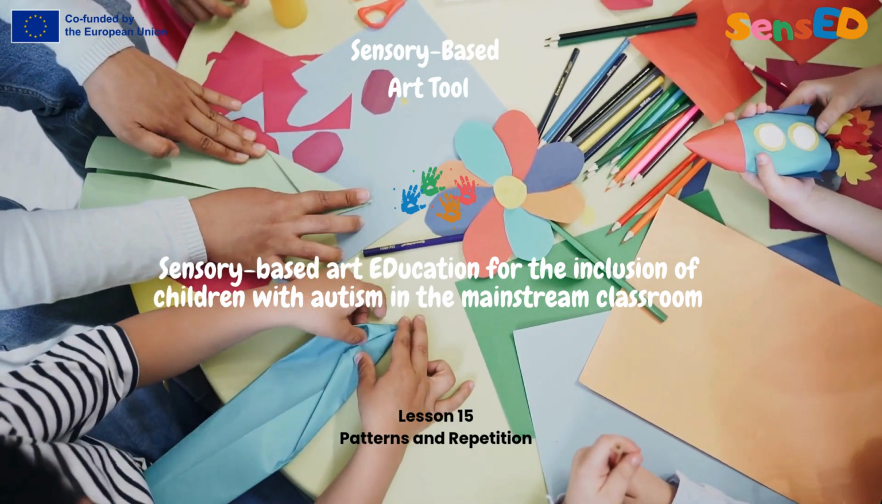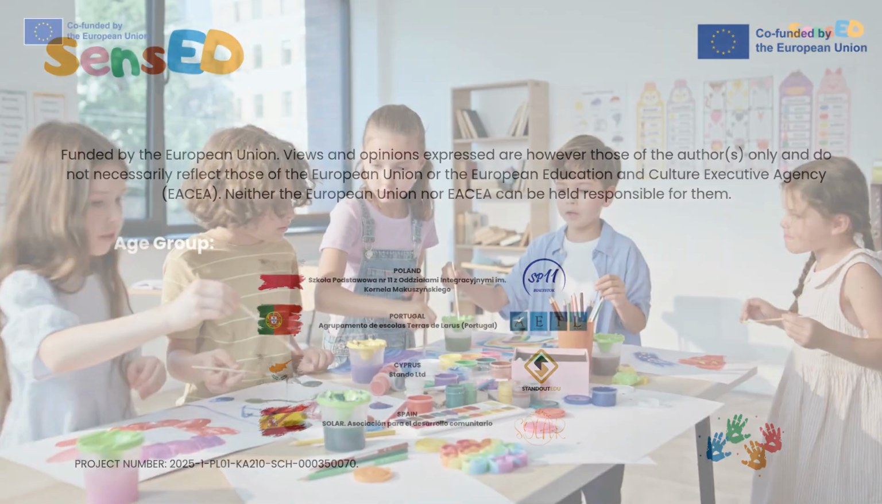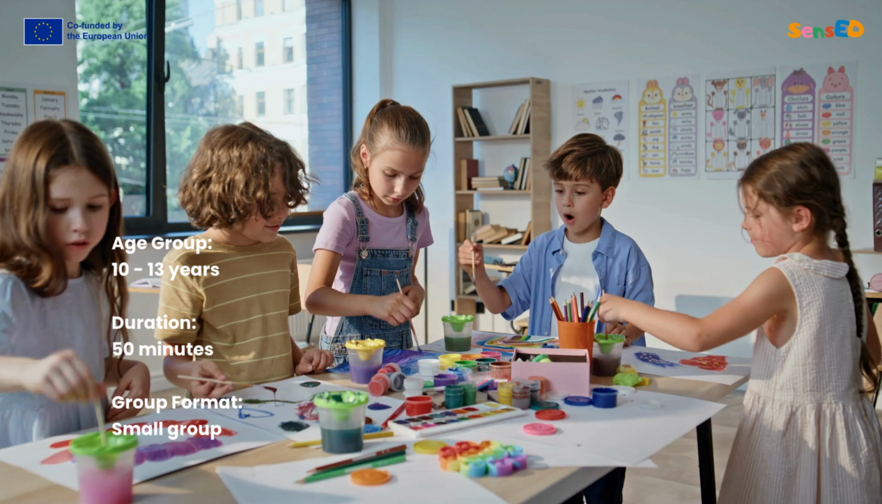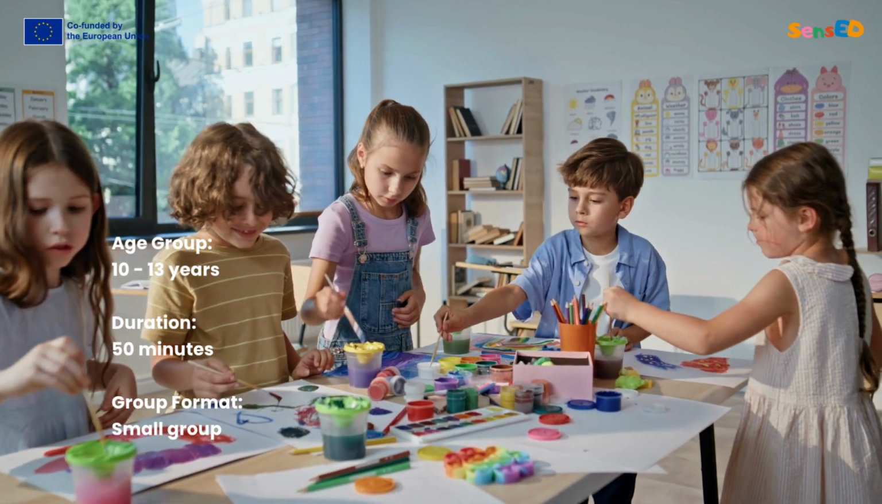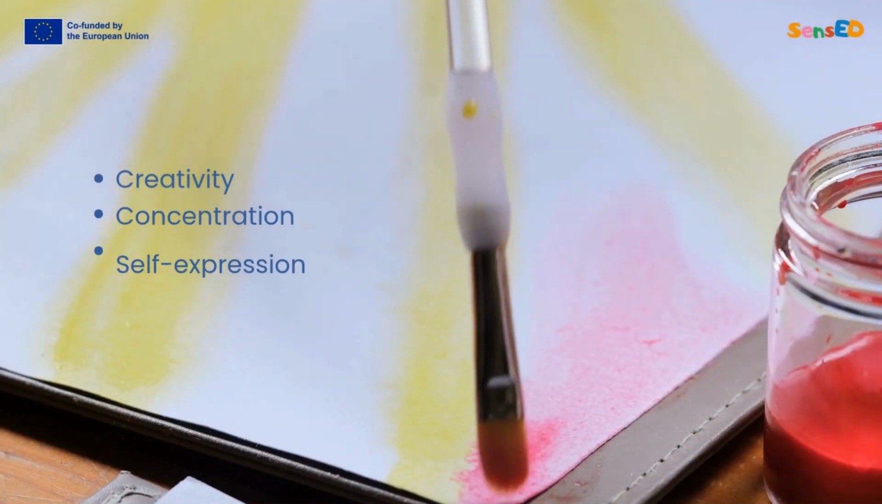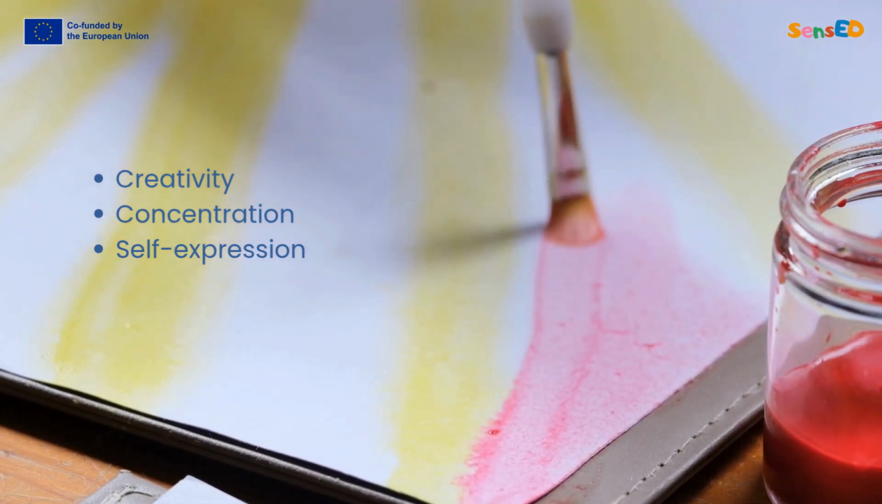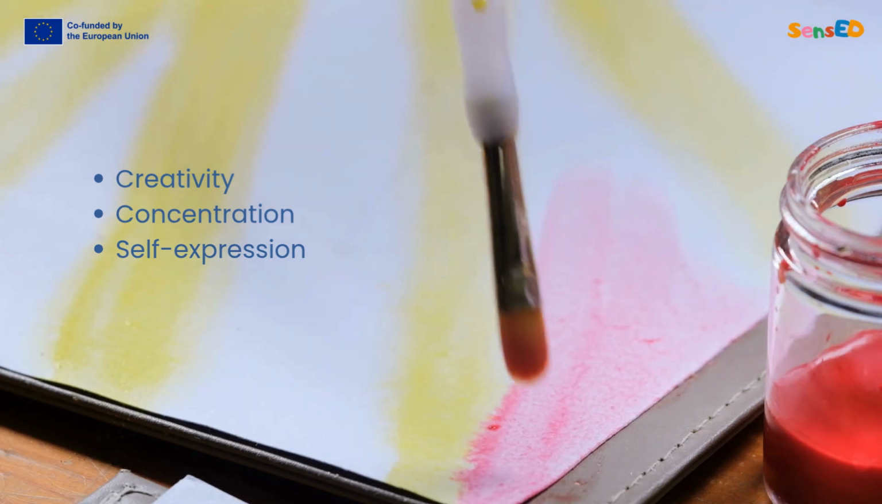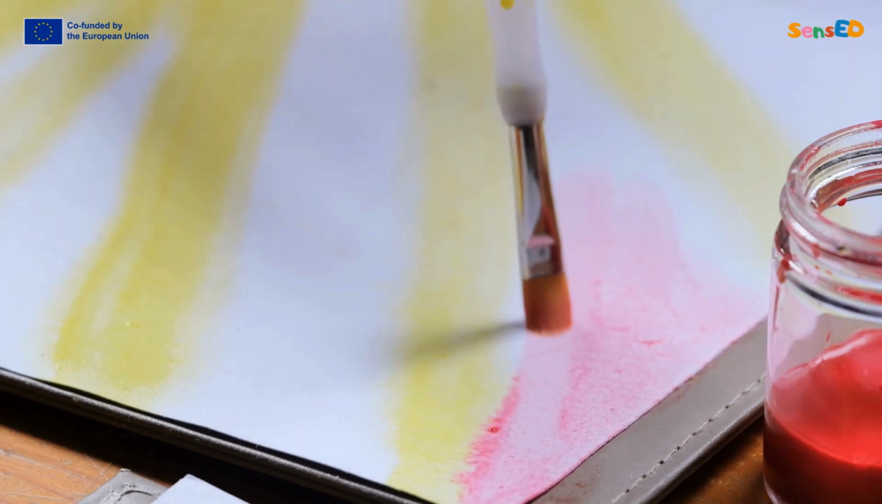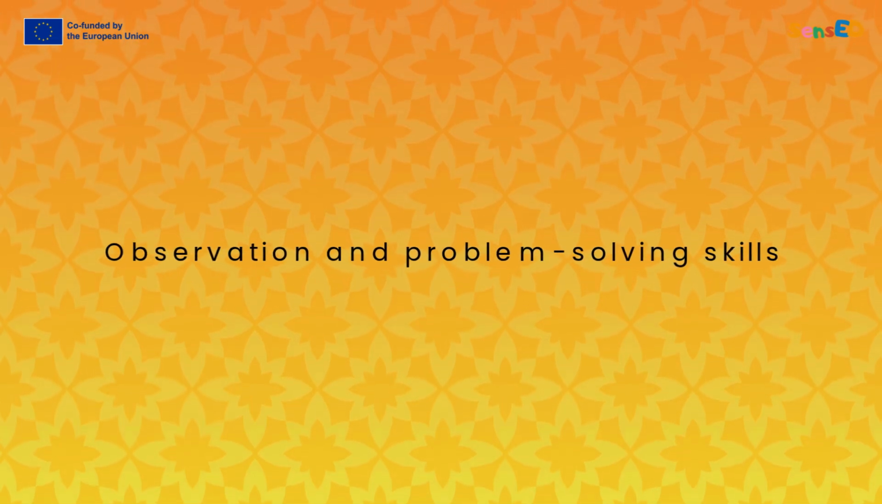Today, we will explore patterns and repetition, a multimodal sensory activity designed for students aged 10 to 13 years old. This lesson focuses primarily on visual processing and movement while encouraging creativity, concentration, and self-expression through the exploration of patterns and repeated designs. Students will discover how repetition can create structure, rhythm, and beauty while developing observation and problem-solving skills.